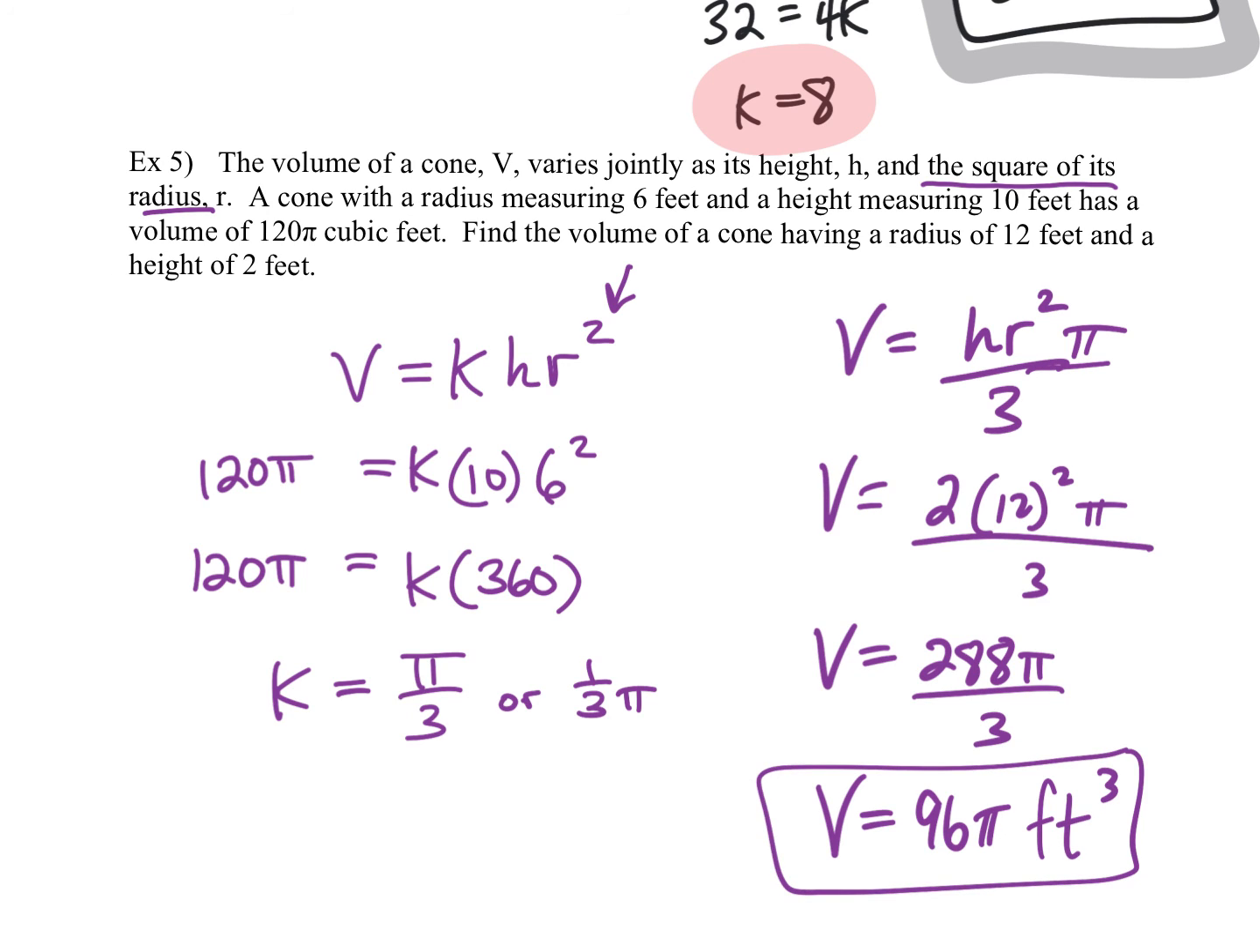Big idea here: no matter what type of variation we're dealing with, we're going to follow the same 3 steps. We need to pick a variation equation. We need to use that variation equation to find k. And then we're going to use our new equation that involves k, our constant of variation, to help us solve a different situation where we plug in for one or more of the variables and solve for the remaining one. That's it, guys.